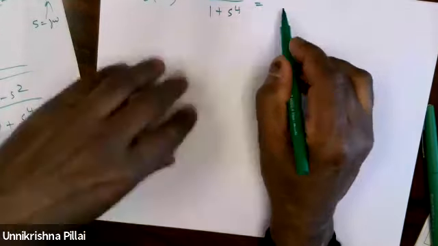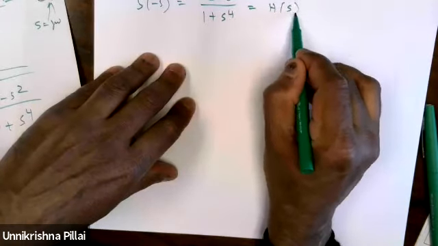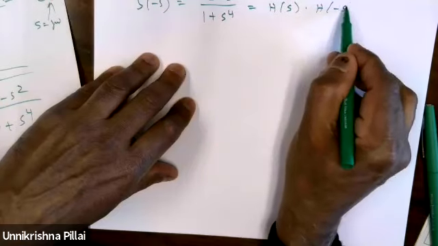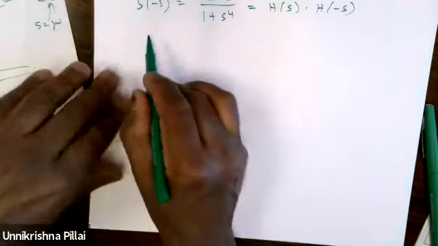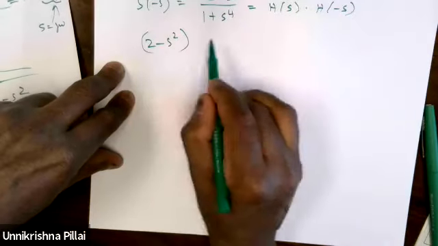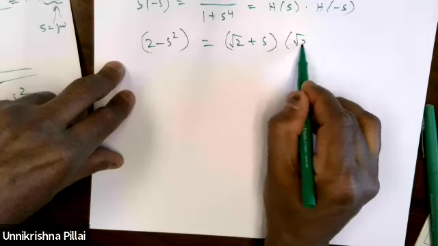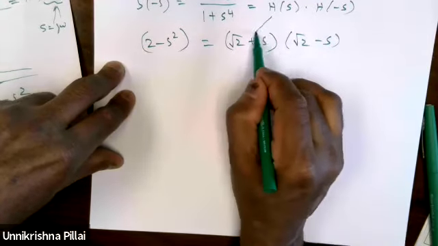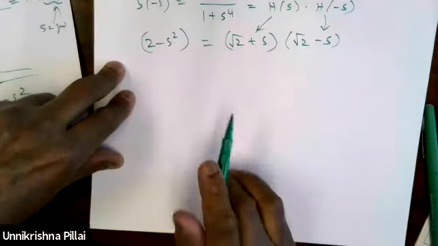The question is, how do you write it as two factors? I want to write it as H(s), and the other one should look like H(minus s). So I should factor both of these separately. 2 minus s squared, of course, I can write as square root of 2 plus s multiplied by square root of 2 minus s. So I can put this here and this here. That's the idea, and it sort of takes care of it.